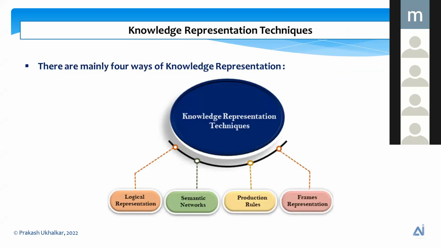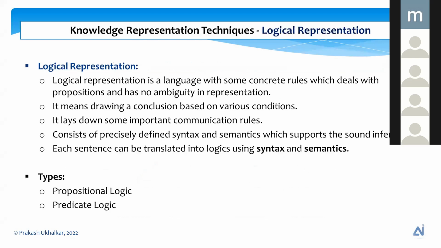Finally, there are 4 types. I'll just quickly give an overview of this. We have logical representation, semantic network representation, frame representation, and production rules. So I will just quickly give an overview of it, right? Logical representation is basically a language with some concrete rules which deals with propositions and has no ambiguity in representation.